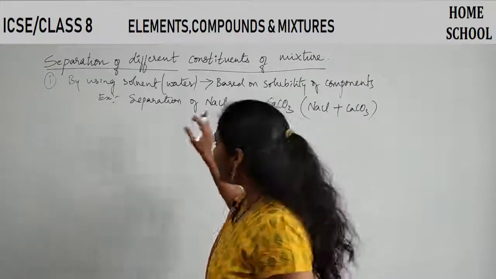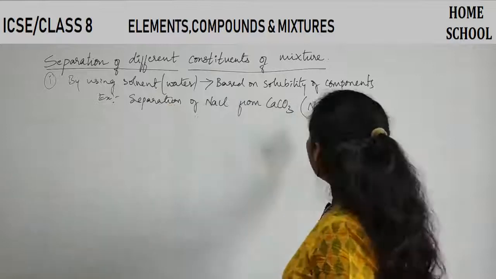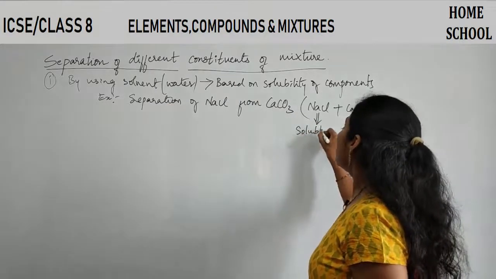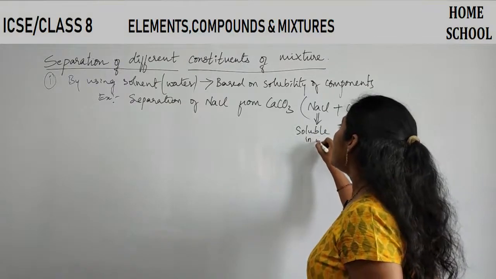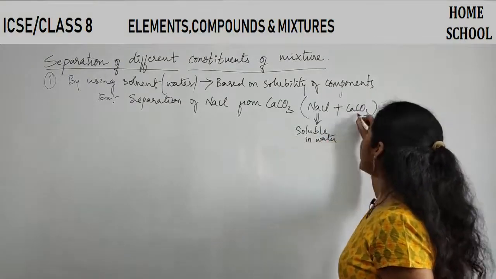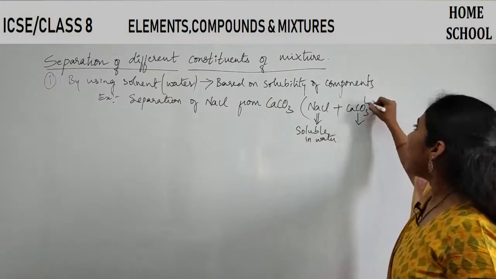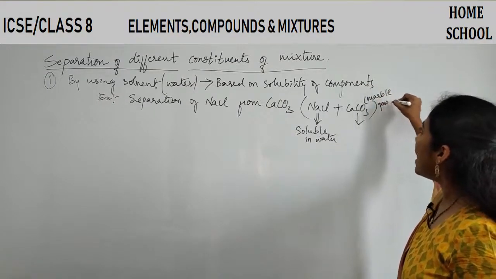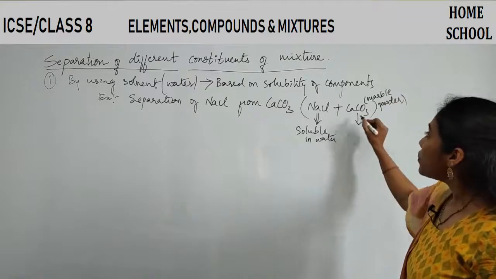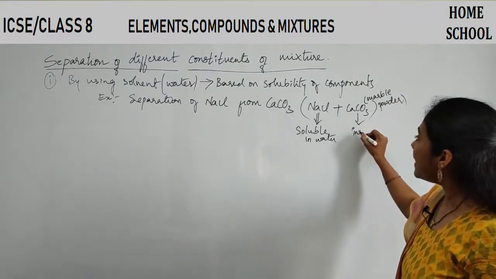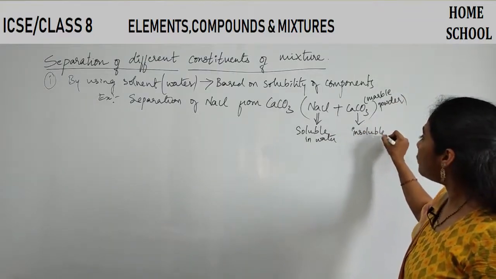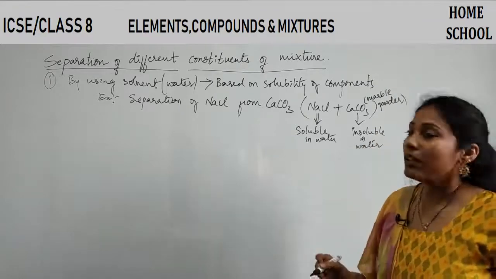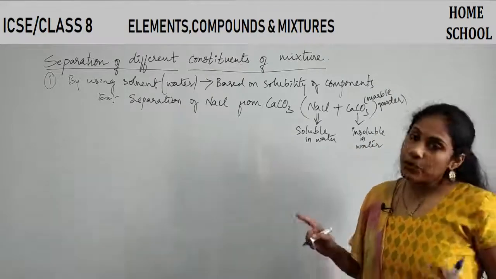Why I selected this method is because NaCl is soluble in water. NaCl is soluble in water. Whereas calcium carbonate, this is marble powder. Calcium carbonate is nothing but marble powder. So this calcium carbonate is insoluble in water. It is not soluble in water. So definitely I can use this method.